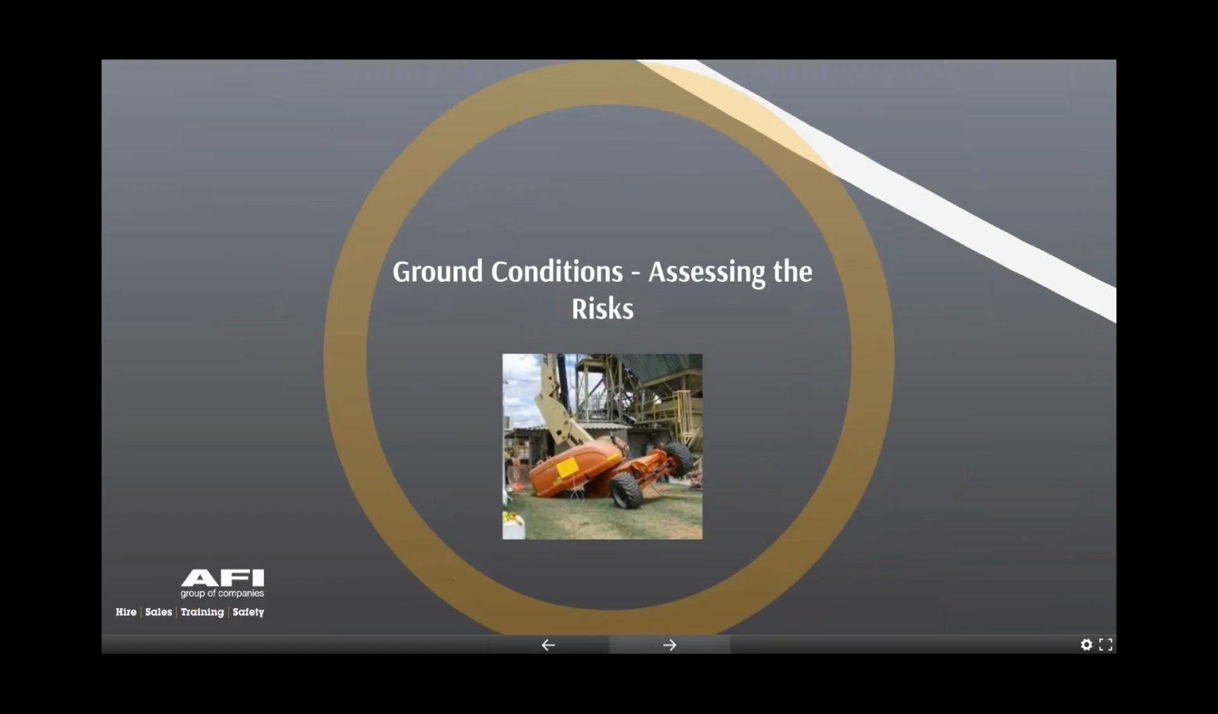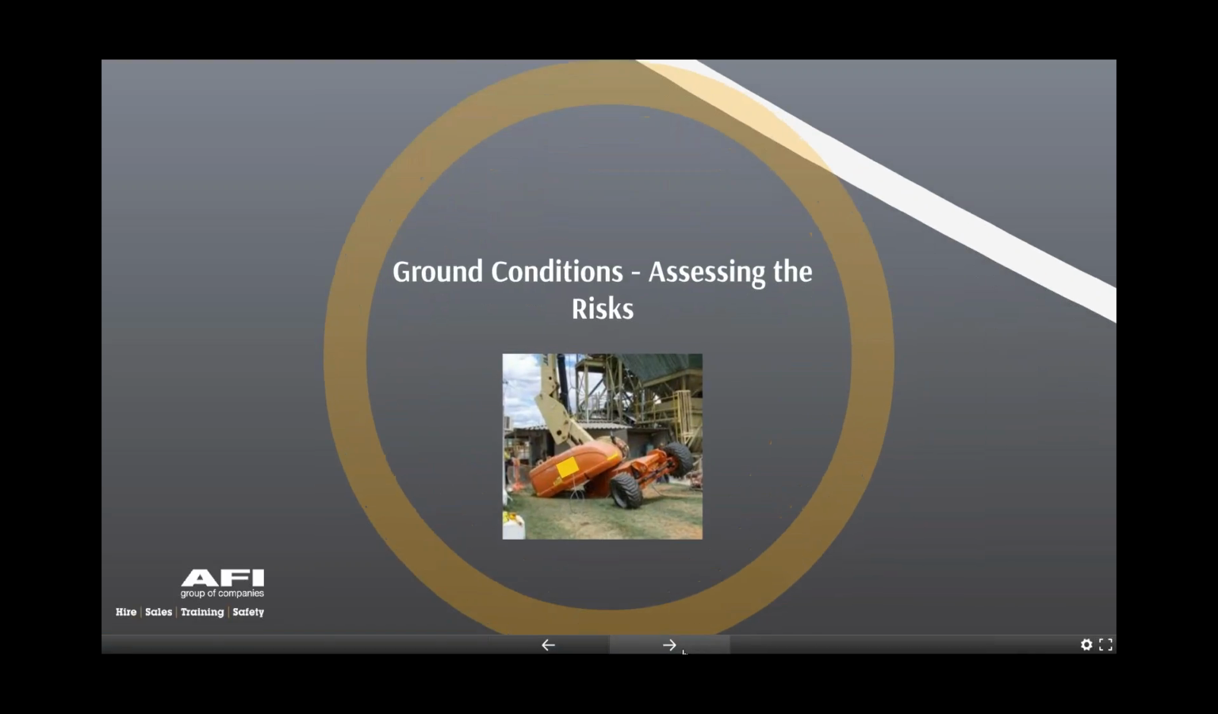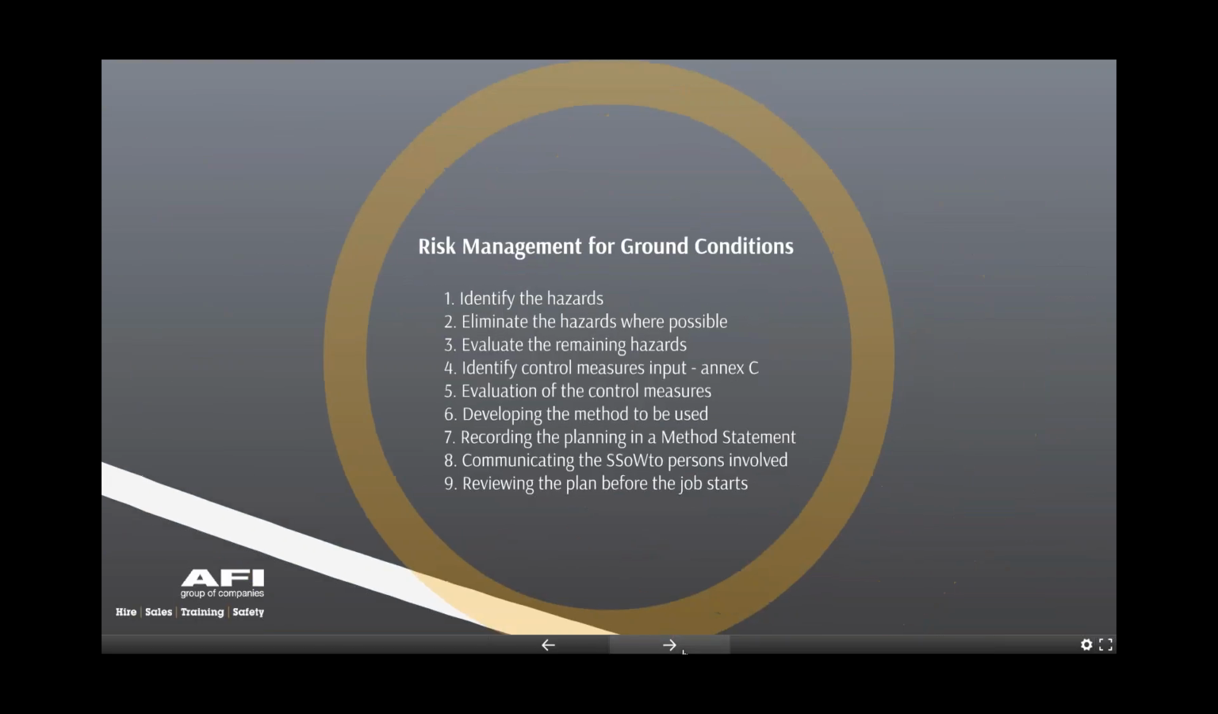So we're now going to look at assessing some of the risks, and this is obviously the ground condition elements of these sorts of things. Looking at that unfortunate situation there, you can see he's having a bad day at the office, but we need to risk manage the ground. Risk assessment is just a process of identifying the hazards. It's a systematic process. We're going to evaluate the potential risks and identify the potential measures required to eliminate or reduce those to an acceptable level. So, identify the hazards.